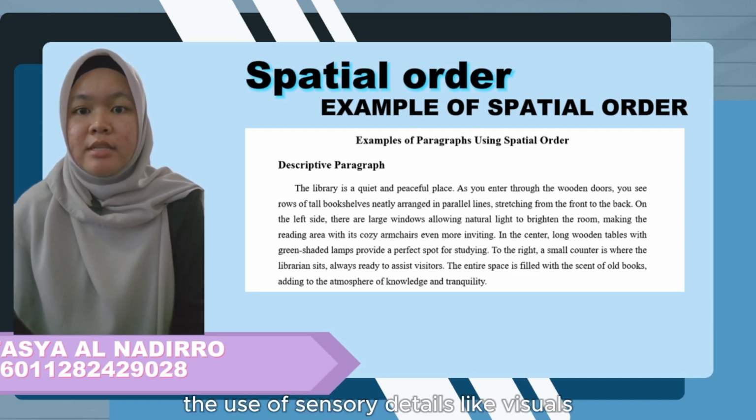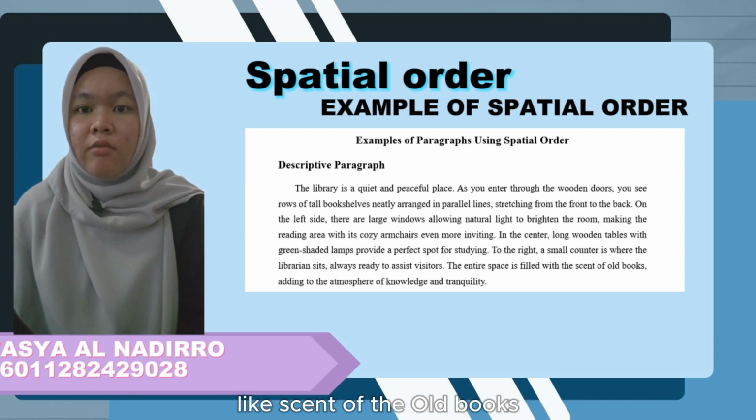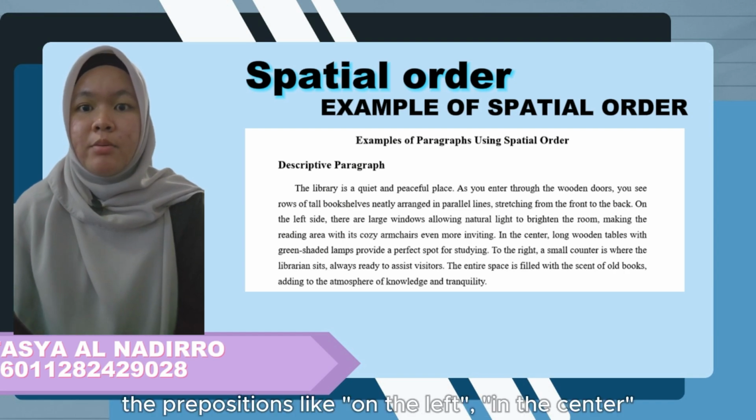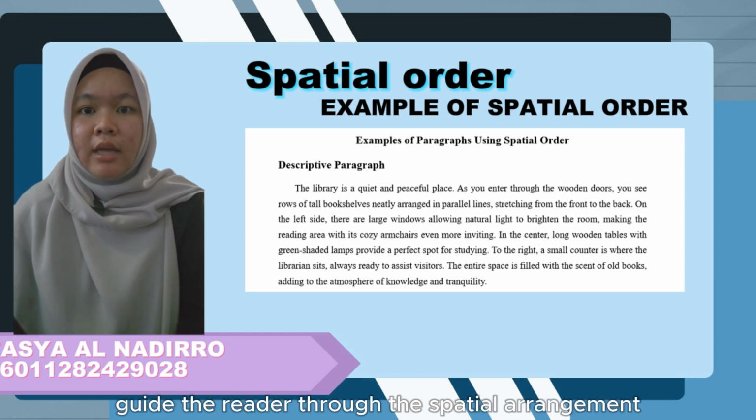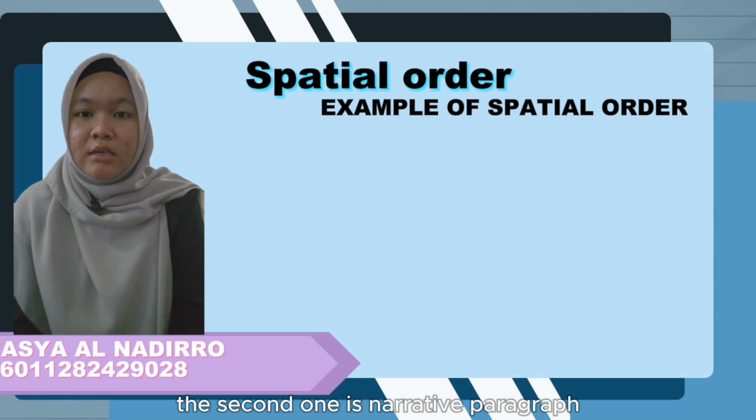The use of sensory details, like visual ones, large windows and warm shaded lamps, and olfactory ones, like the scent of old books, enhances the reader's experience. The positions, like on the left, in the center, to the right, guide the reader through the spatial arrangement. The second one is the narrative paragraph. I will read the paragraph text.